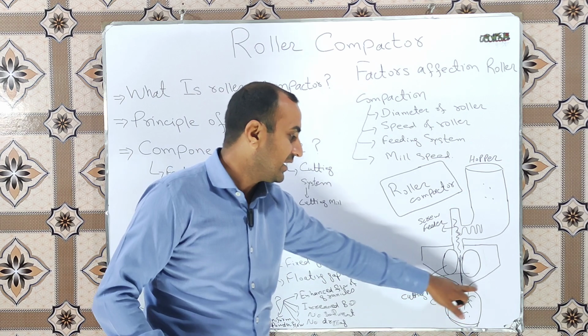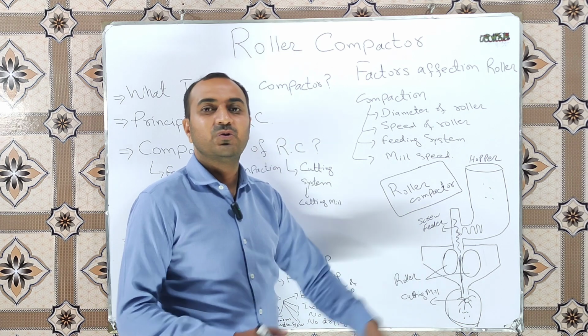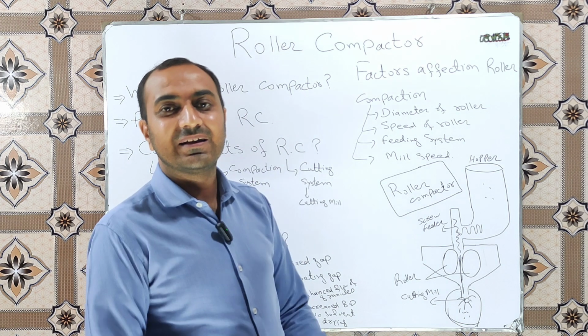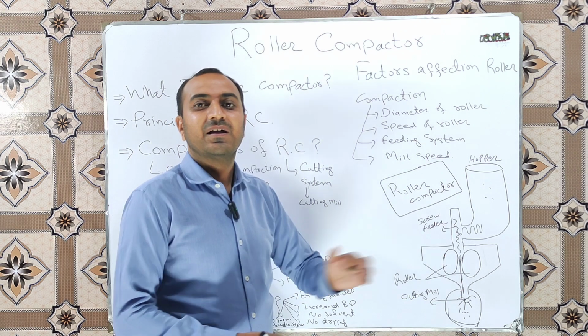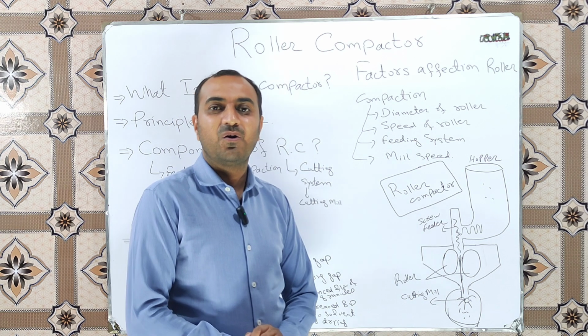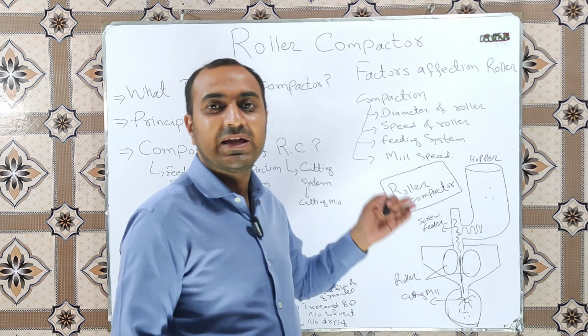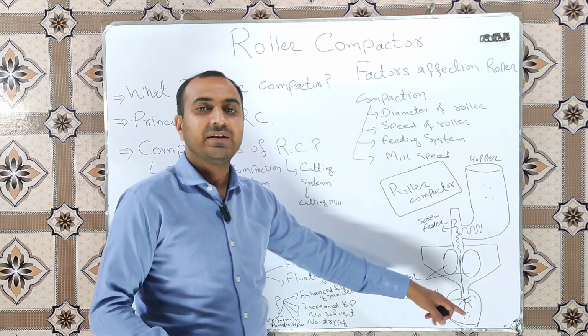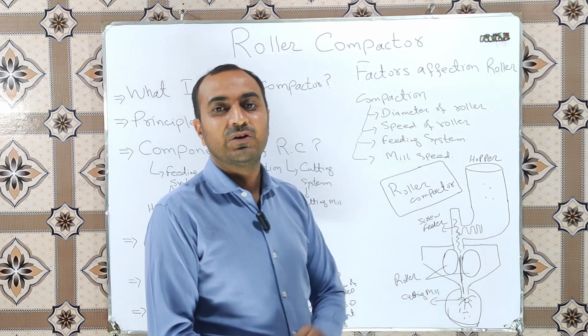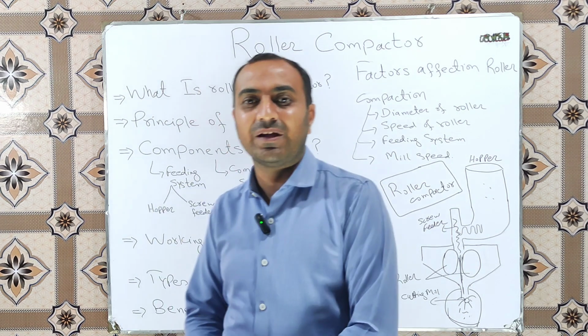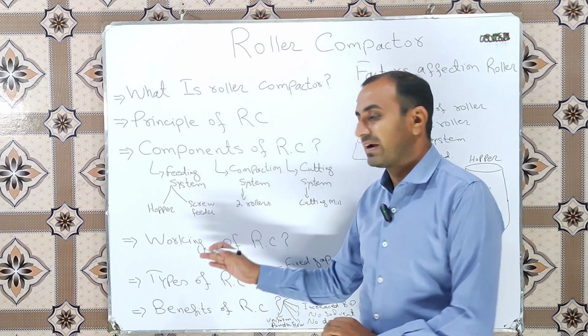The third portion, the last portion, is known as the cutting system. In the cutting system we have either a cutting mill, fitz mill, or oscillating granulator type fittings installed in our equipment. So it was a brief overview of the components of the roller compactor.